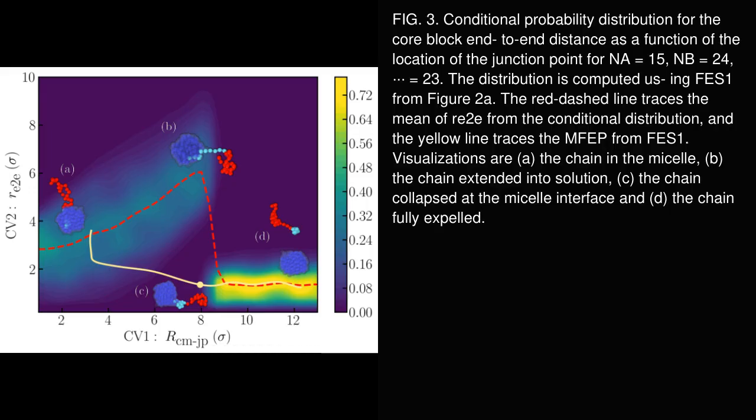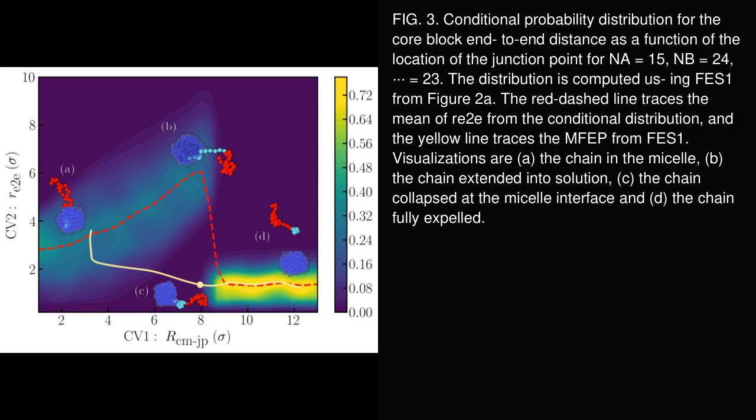Figure 3 presents the conditional probability distribution of the core block end-to-end distance as a function of the junction point's position, computed using the first free energy surface from Figure 2a. This distribution quantifies how likely various core block conformations are given different extents of chain displacement from the micelle. The red dashed line traces the mean end-to-end distance, and the yellow line shows the minimum free energy path.